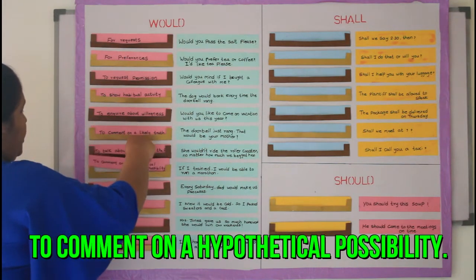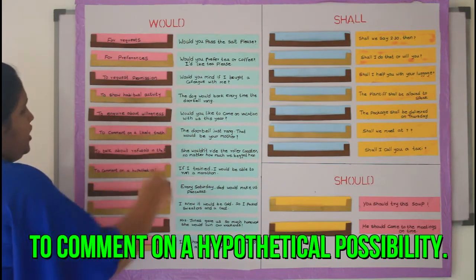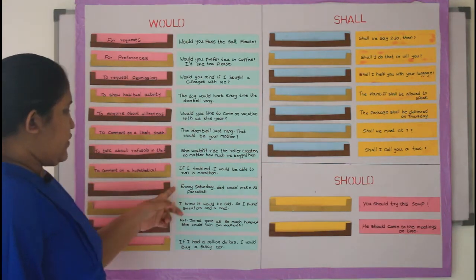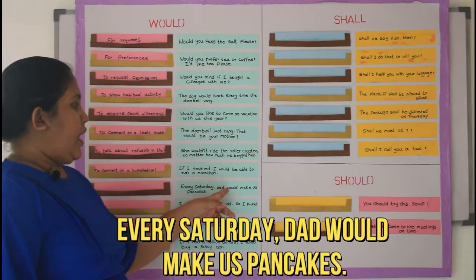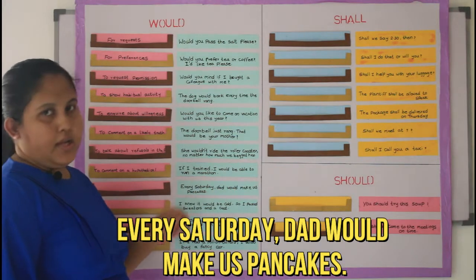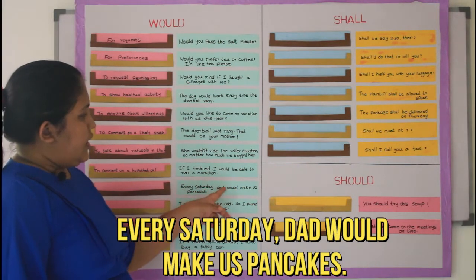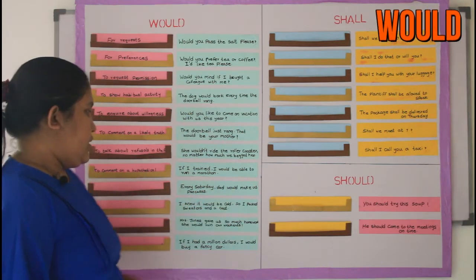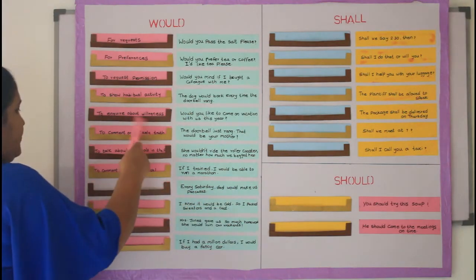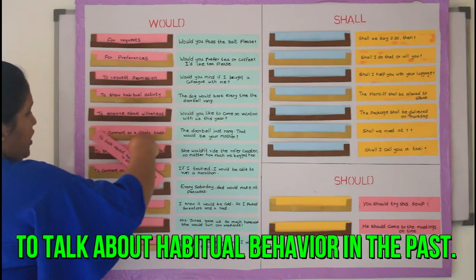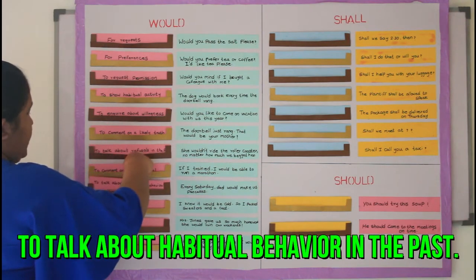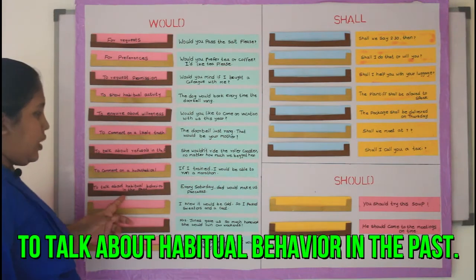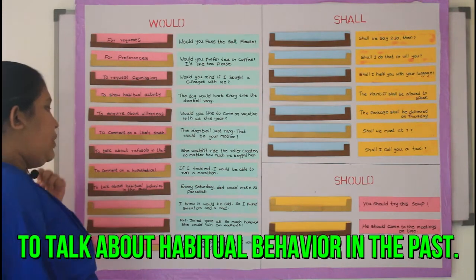To comment on a hypothetical possibility. Next one. Every Saturday, Dad would make us pancakes. Here the modal verb would is used to talk about habitual behavior in the past.